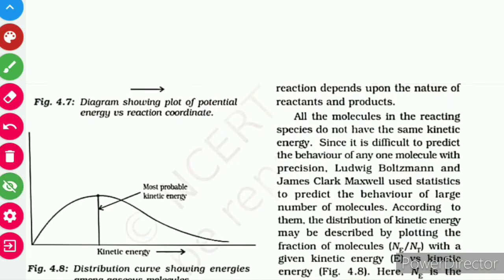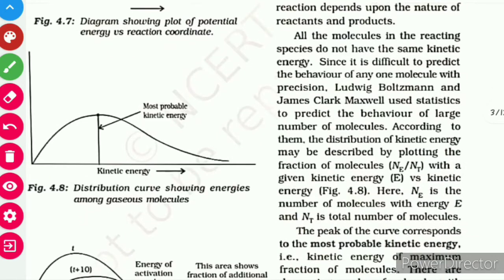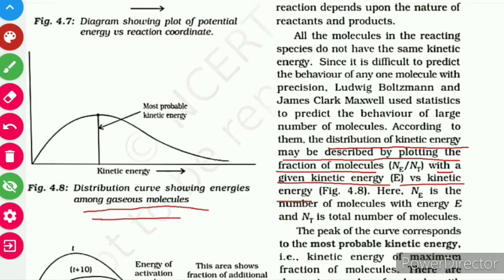All the molecules of the reacting species do not have the same kinetic energy, since it is difficult to predict the behavior of any one molecule with precision. Maxwell and Boltzmann used statistics to predict the behavior of a large number of molecules. According to them, the distribution of kinetic energy may be described by plotting the fraction of molecules with a given energy versus kinetic energy. Hence, the graph is a distribution curve showing energy among gaseous molecules.